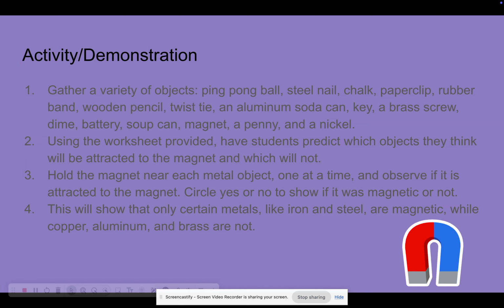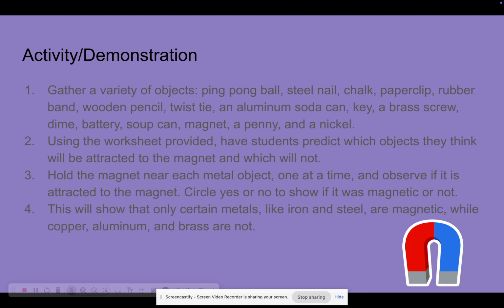So an activity that I like to do with the kids is to gather a variety of different objects. And for the activity that I typically do with my fourth graders, I actually have some objects in here that are also not metal. I left them in, but certainly if we're really just trying to prove our misconception with metals, we could keep out the non-metallic objects here.